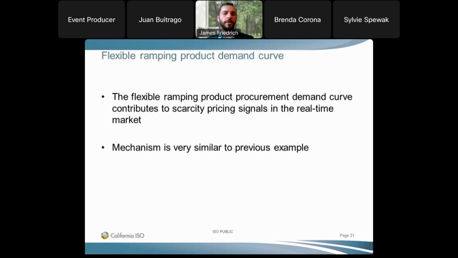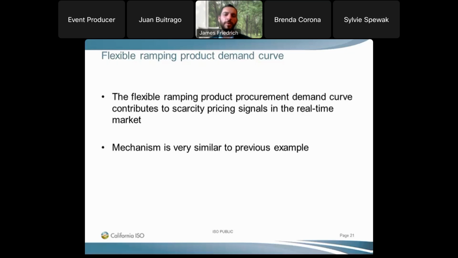So I just want to mention, I'm not going into great detail about the FRP demand curve here, but I do want to note that the FRP procurement demand curve does contribute to scarcity pricing signals in the real-time market to the extent that the demand curve is kicking in. It creates this exact same sort of opportunity cost logic to the energy price, just like AS. In the example, it was an AS product, but it could be FRP too. And the mechanisms in terms of how the price relationships work out are pretty much exactly the same.